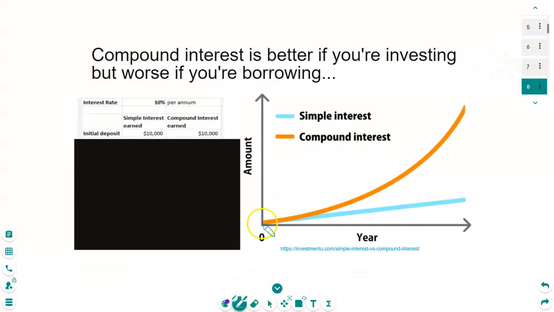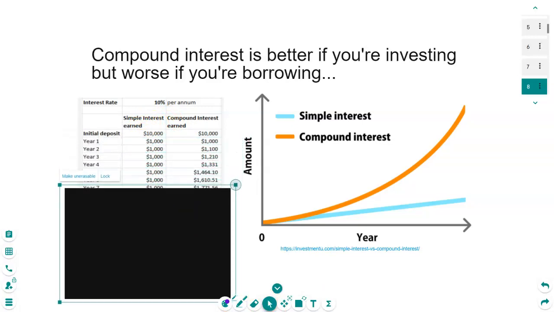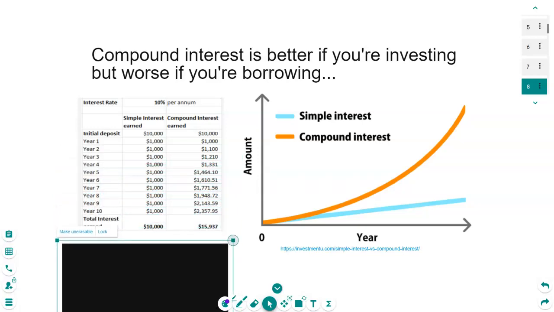Yeah, so this is how it goes. So compound interest is better if you're investing, but worse if you're borrowing. Okay, so have a look at this. So we're interested in interest. We're interested in the interest part. Look at this, how it compounds over time. You get to a lot of compounds, you got lots more money to pay. Or in this case, this is earning.